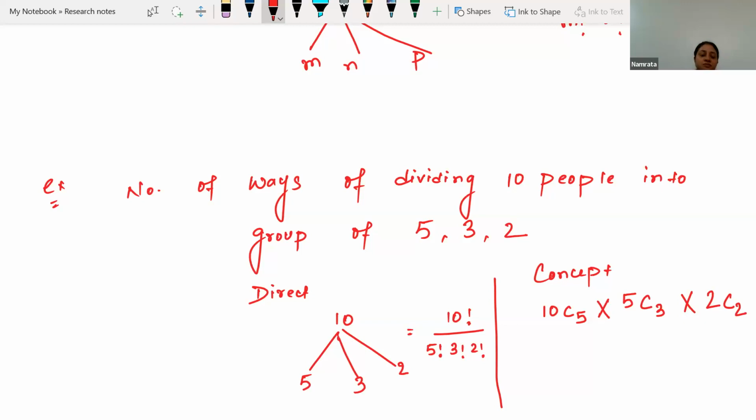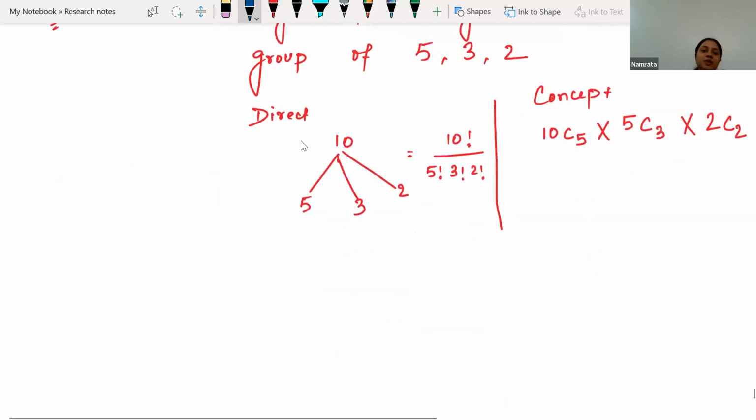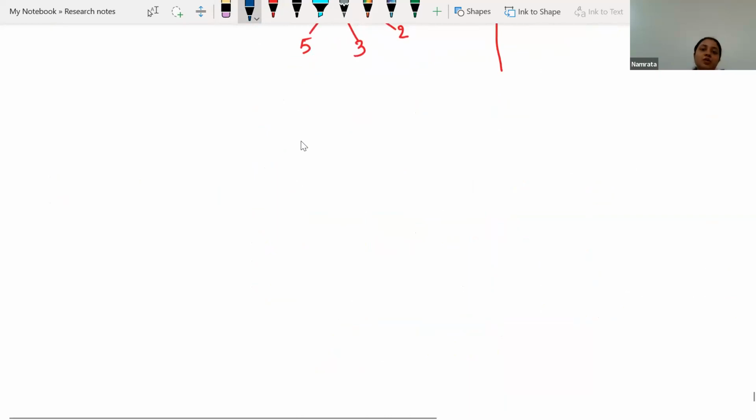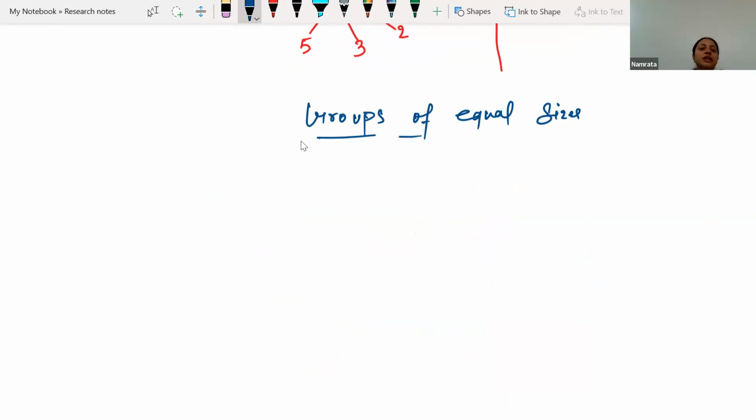When we are having groups of equal sizes, then what can be done? Here we were having groups of unequal sizes, and that's why we directly applied the formula. When the groups are of equal sizes, then what can be done?